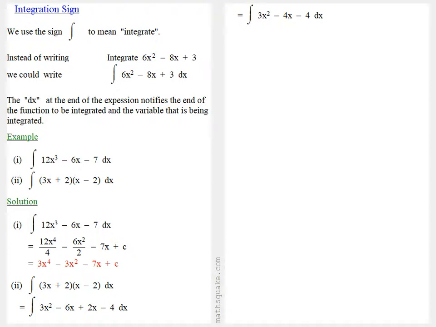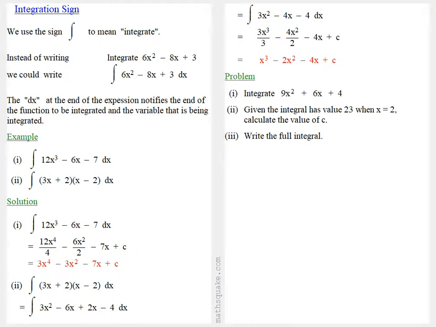Now when we integrate 3x to the power 2, that becomes 3x to the power 3 over 3. When we integrate 4x, which is 4x to the power 1, we get 4x to the power 2 over 2, and the integral of minus 4 is minus 4x, and we must add plus c. So this gives us x cubed minus 2x squared minus 4x plus c.